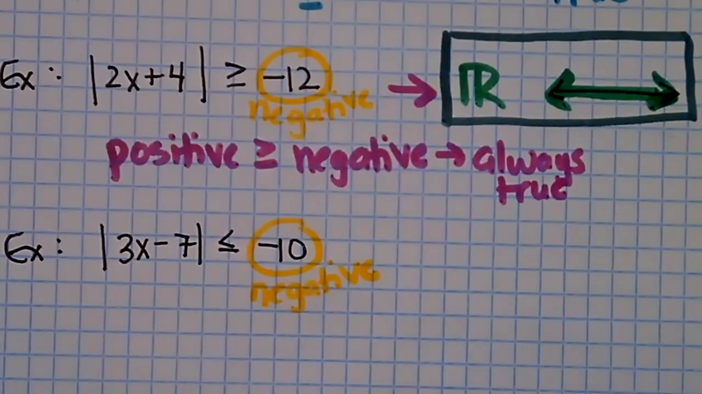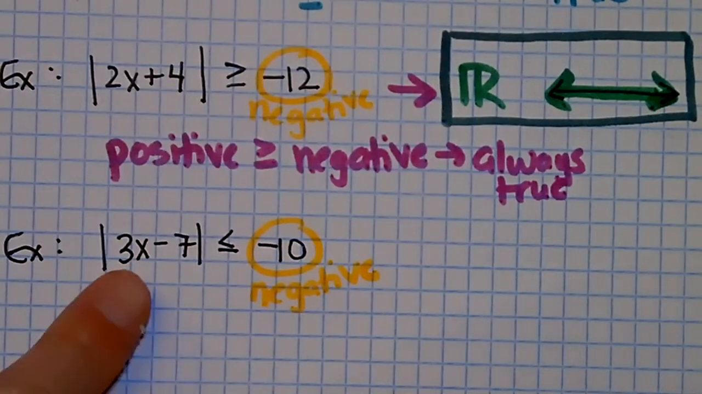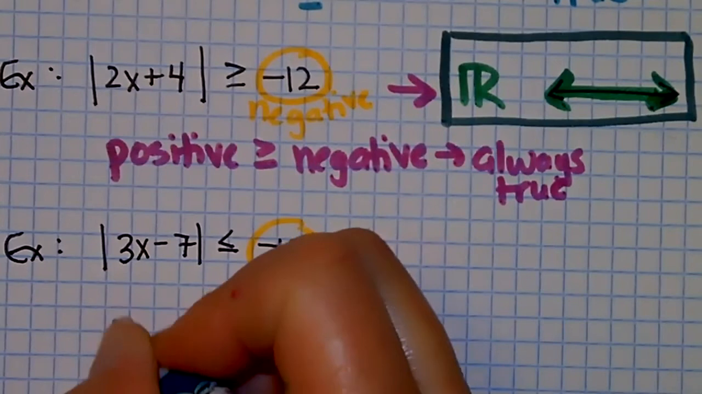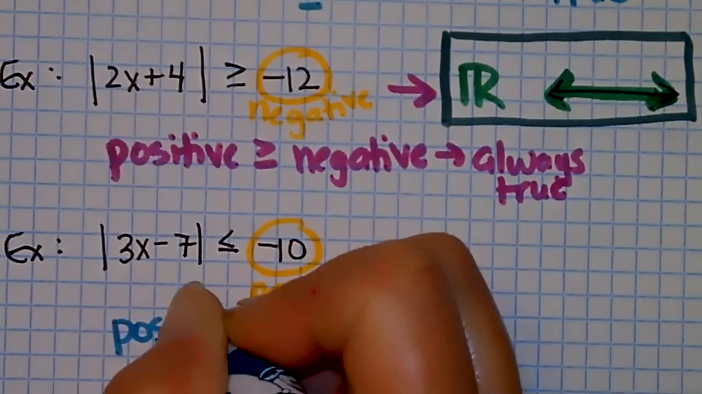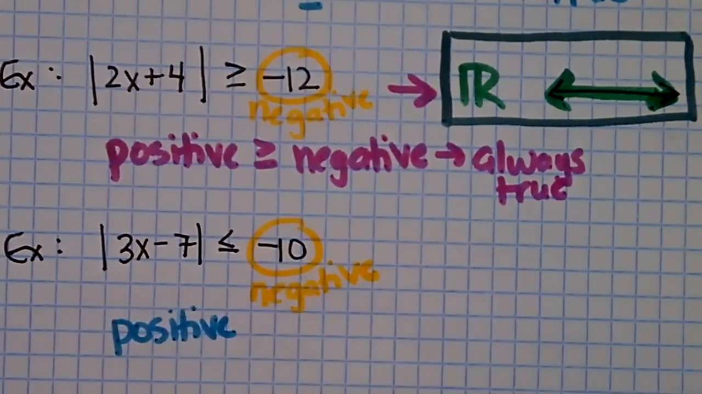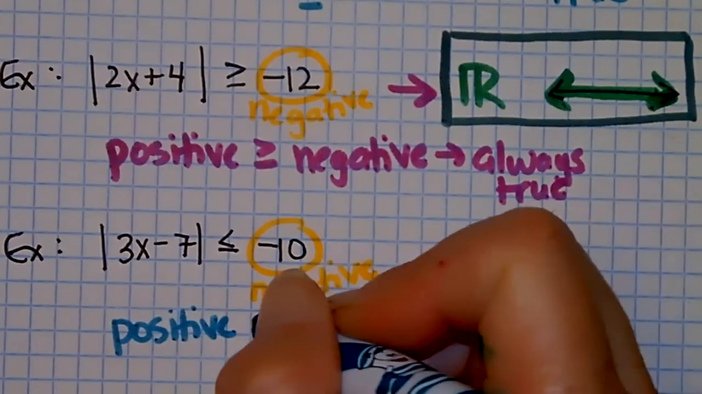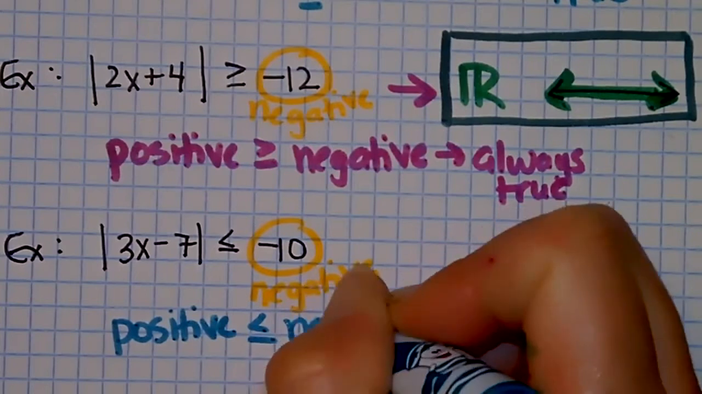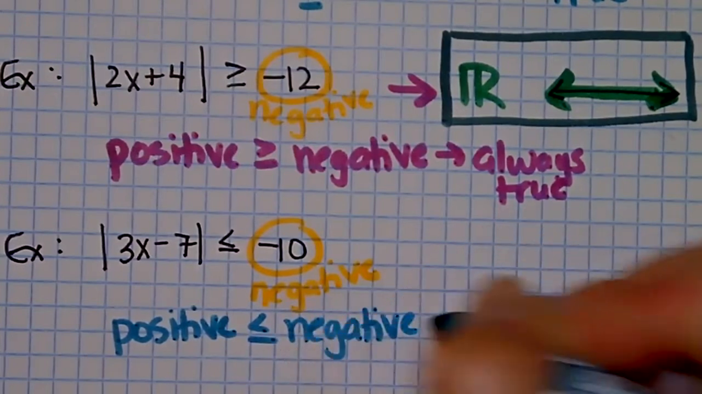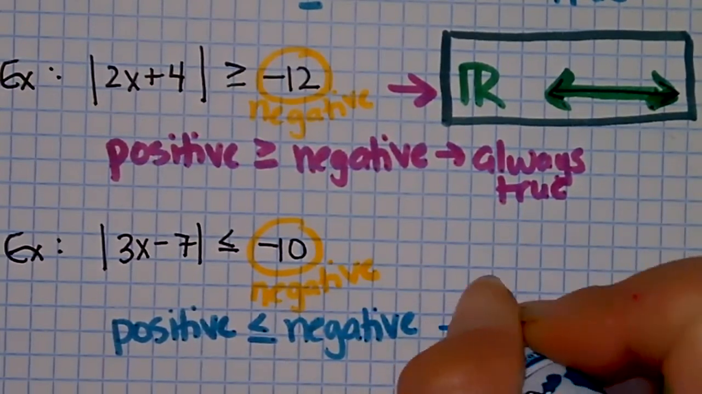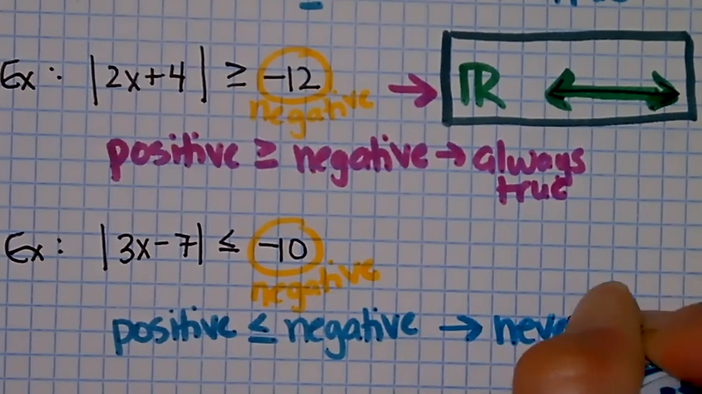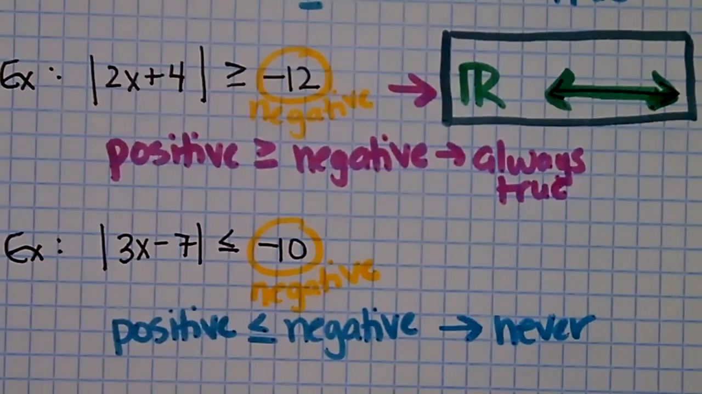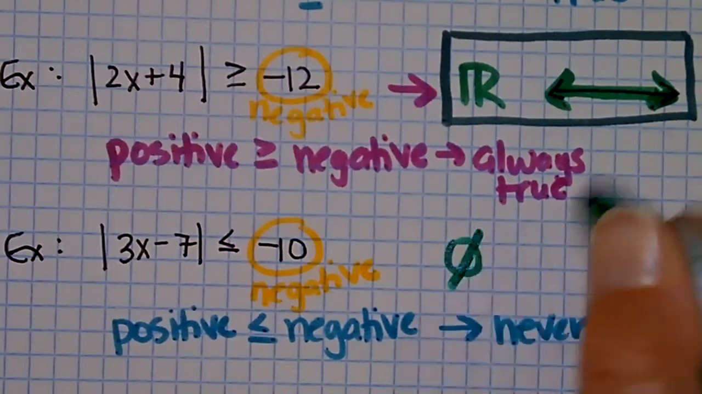And now, again, let me just kind of state what this is saying here. So this is an absolute value, and this absolute value is always going to be positive. And what they want to know is, is that going to be less than or equal to a negative? And again, will a positive ever be less than or equal to a negative? Never. So that means my answer is going to be no solution.